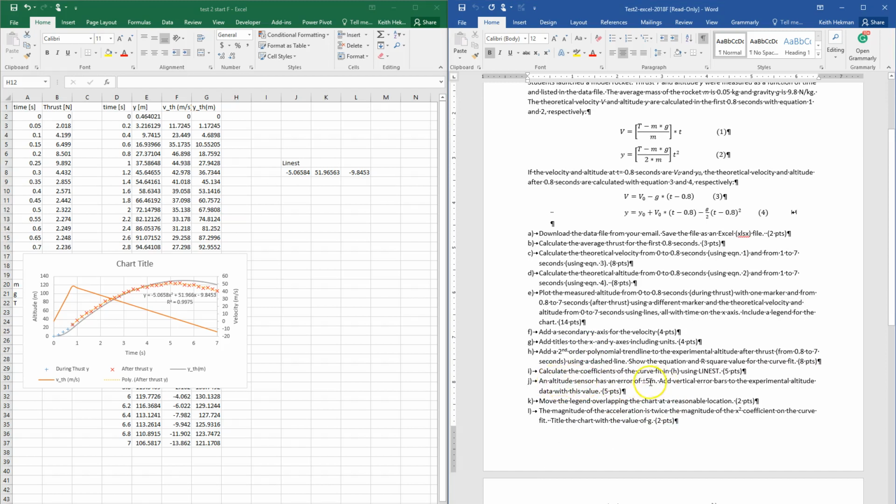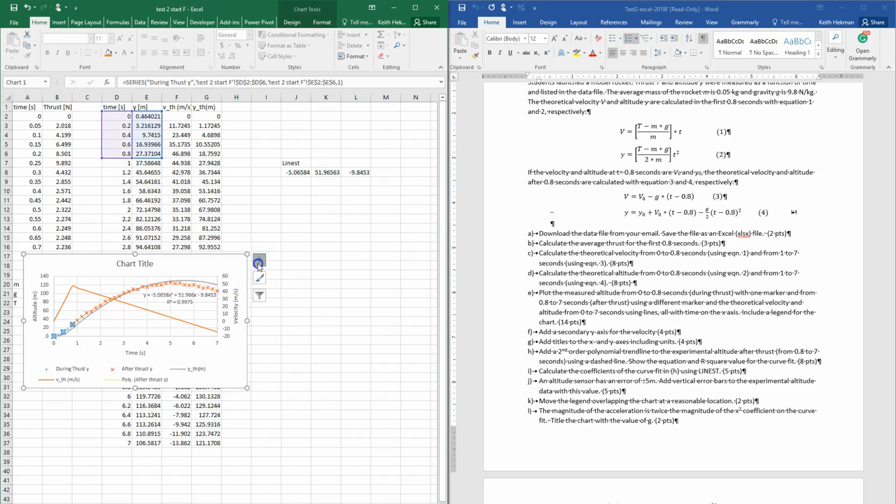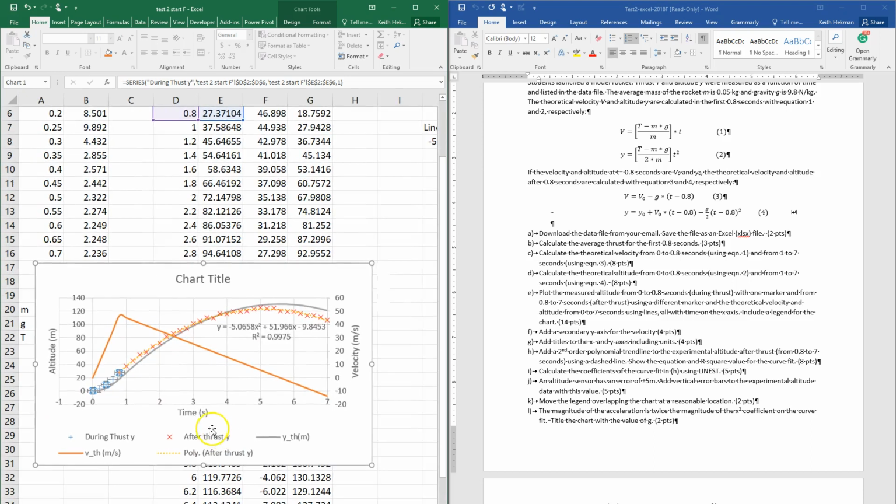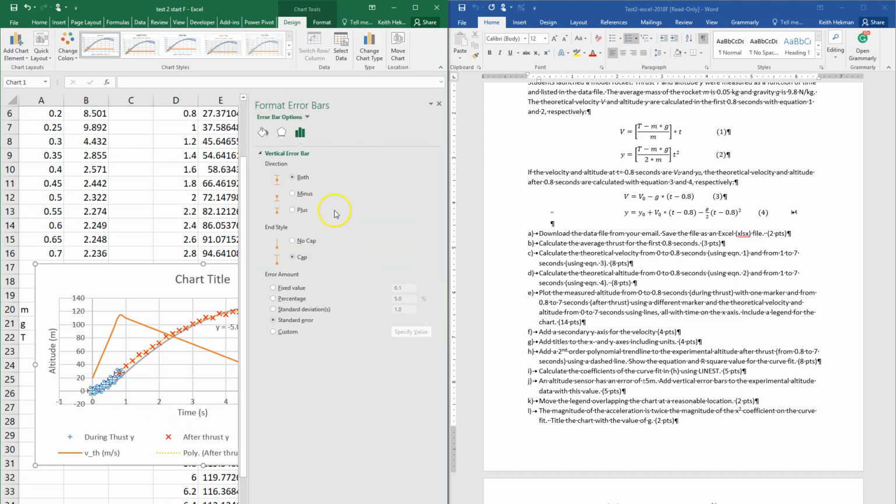So the altitude sensor is plus or minus 5 meters. We want to add that to the experimental data. So we have here, we want to add error bars. And then we want to have a fixed value of 5.